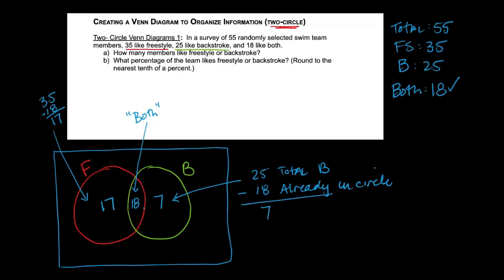If you're wondering where the rest are, the rest go on the outside of the circles: swim team members that don't like either freestyle or backstroke. To find that number, we take our grand total and subtract all the rest of the numbers, 17, 18, and 7. If we subtract all of those, we end up getting 13. So 13 swim team members don't like freestyle or backstroke.